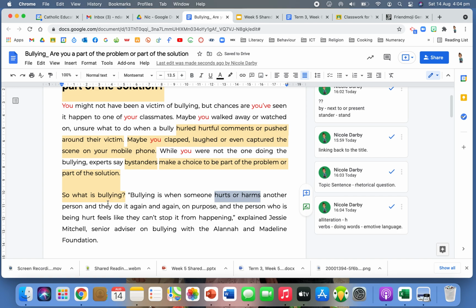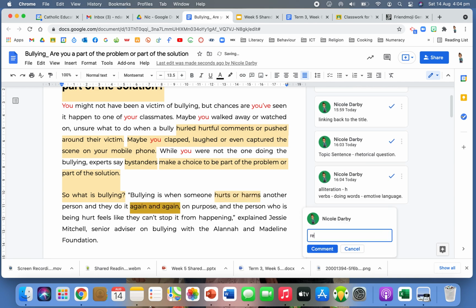Even here, look at this. Someone hurts or harms another person, they do it again and again. Repetition. Mrs. Darby can't spell. Repetition. There we go. So using that repetition, it wasn't just that they do it again. It's again and again. I wonder how powerful it would be if they said and again. Wow, that would have been really powerful there. But it's just emphasizing that it's happening over and over and over again.